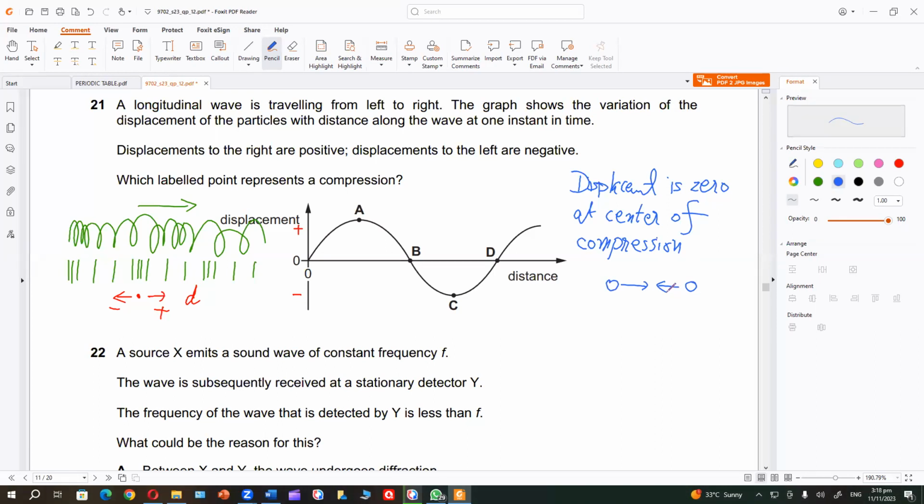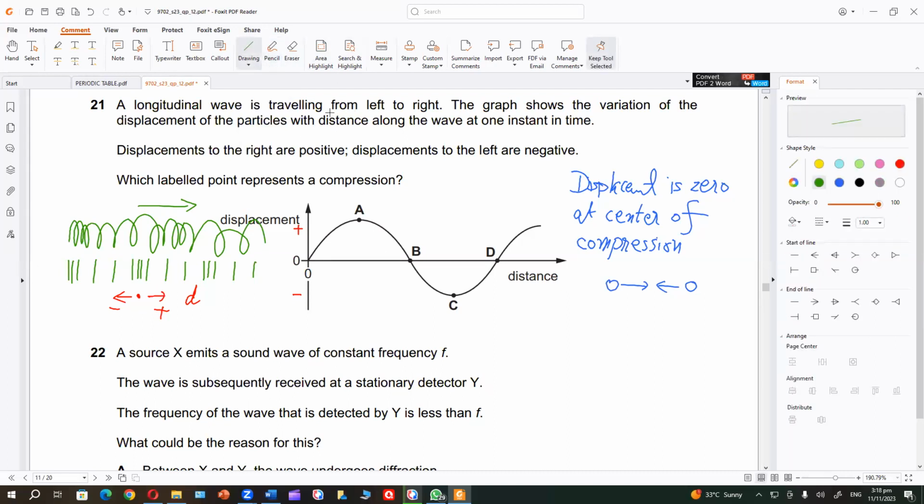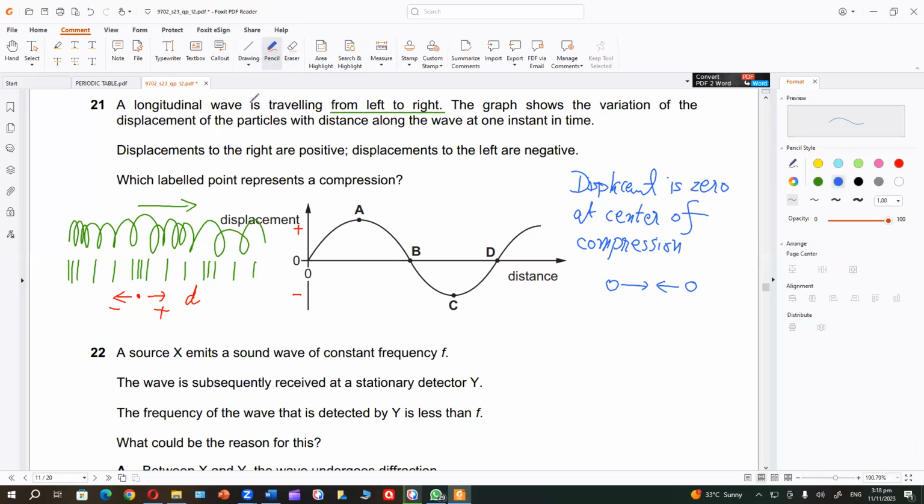Because the displacement is becoming positive. From plus to minus. The point is that at B, the wave is going left to right. This is a very important thing. If you mark first, I have marked it on my diagram also, that the wave is traveling from left to right. Look at this, the wave is traveling from left to right.